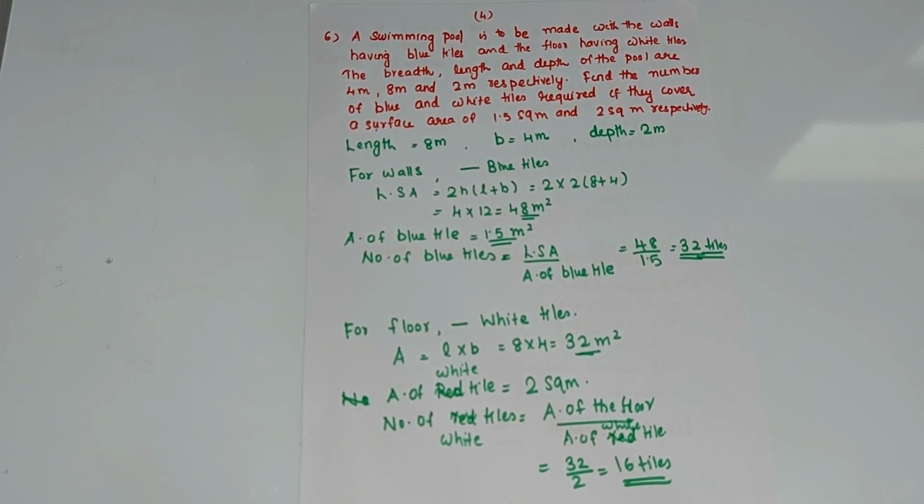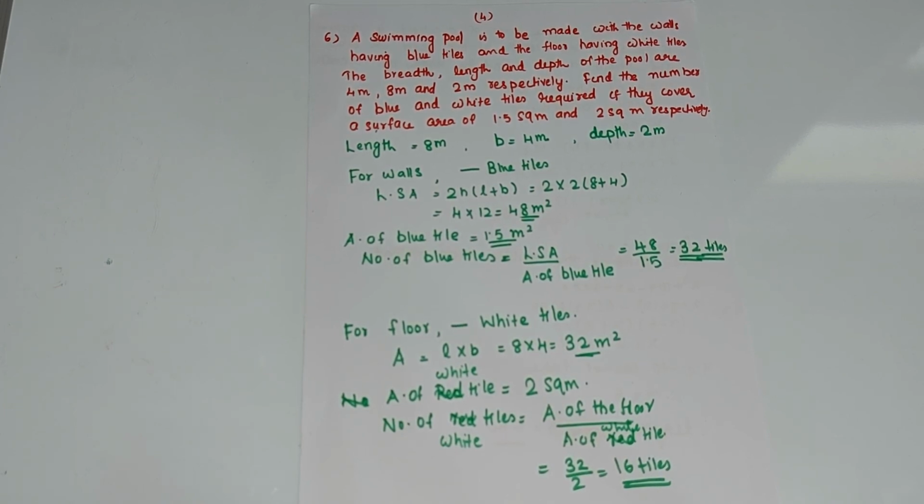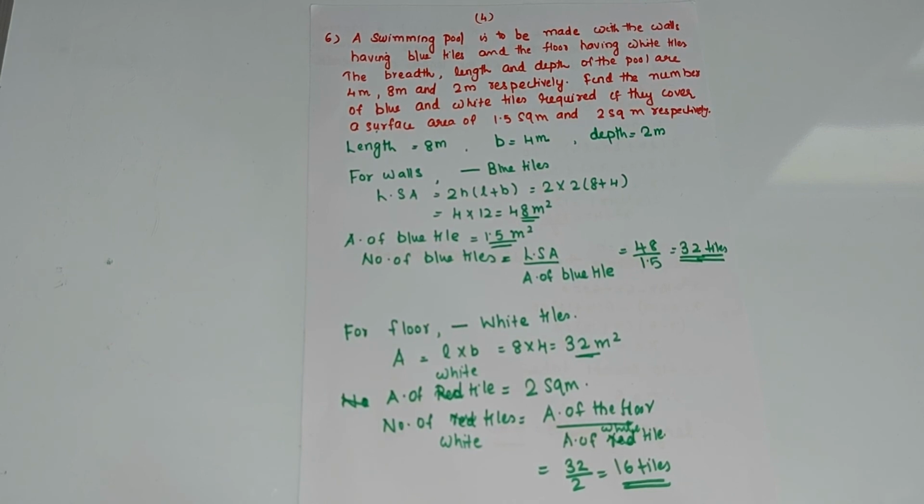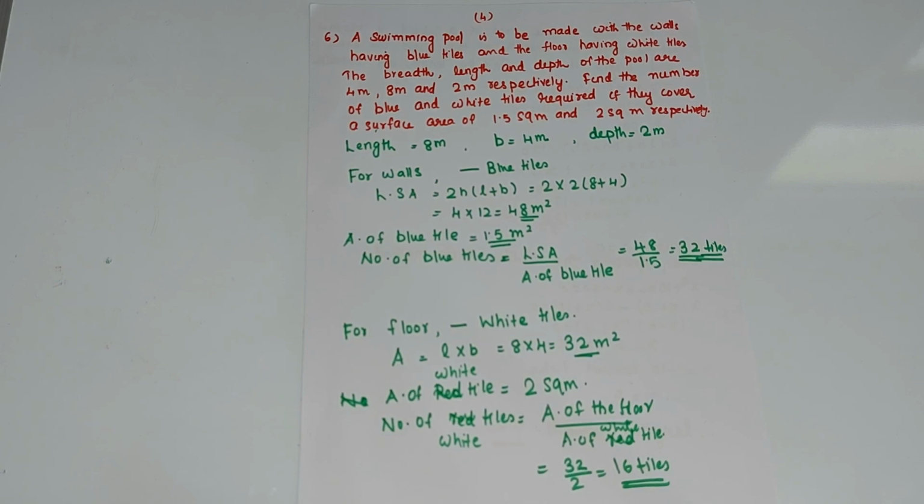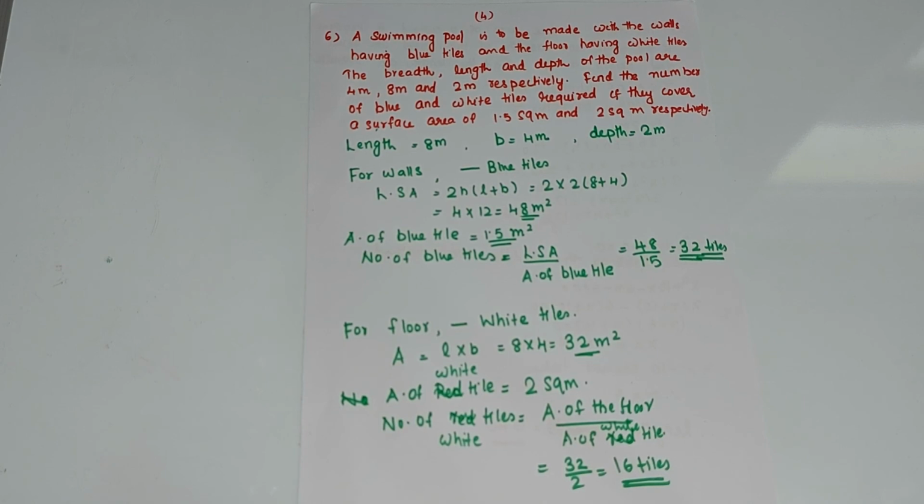Now for floor we need white tiles, and the area of the white tile is 2 square meter, and the area of the floor is L into B. L into B, it's equal to 8 into 4, it's equal to 32 meters square. The area of the floor equal to 32 meters square, and area of the white tile is given as 2 square meter. So to get the number of white tiles, area of the floor divided by area of the white tile is equal to 32 by 2, it's equal to 16 tiles. So to cover the floor, we need 16 white tiles. To cover the wall, we need 32 blue tiles.